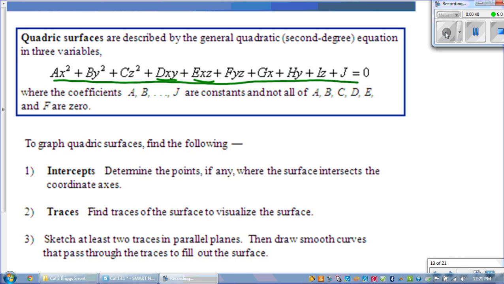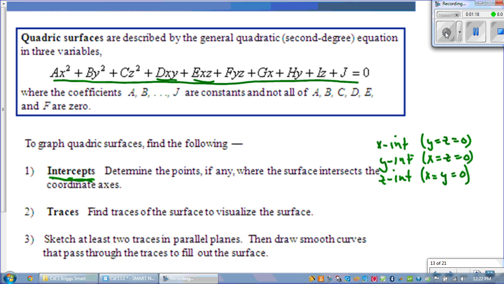Now, to graph these quadratic surfaces, what we're going to look for is three things. We're going to look for first intercepts, which are going to be points where the surface intersects the coordinate axes. Now, if you want to find the x-intercept, you'll let y and z both equal 0. The y-intercept will be points where x and z are both 0. And the z-intercept, where it crosses the z-axis, will be where x and y are both equal to 0.